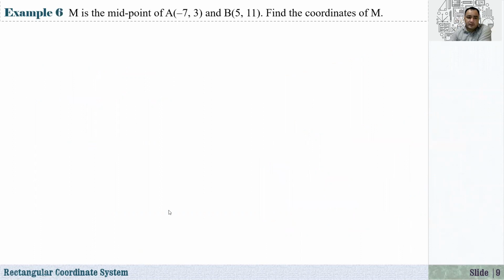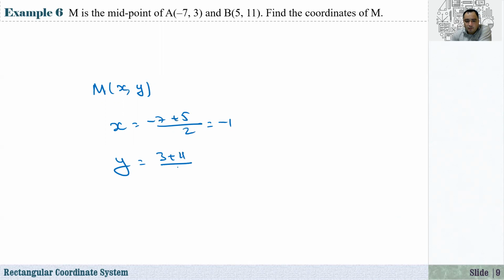Okay. How about in this question, M is the midpoint of A and B, find the coordinates of M. So the coordinates of M, suppose that it is x and y. So x is equal to (negative 7 plus 5) over 2, that's equal to negative 1. And how about y? It is (3 plus 11) over 2, that's equal to 7. So the coordinates of M will be negative 1 and 7.